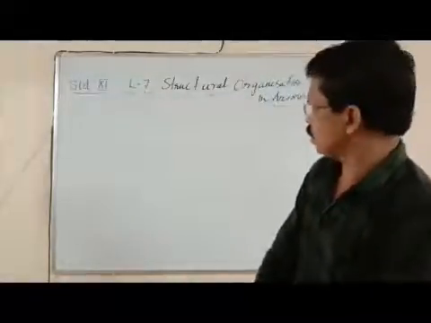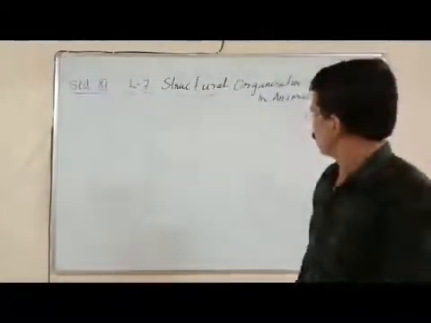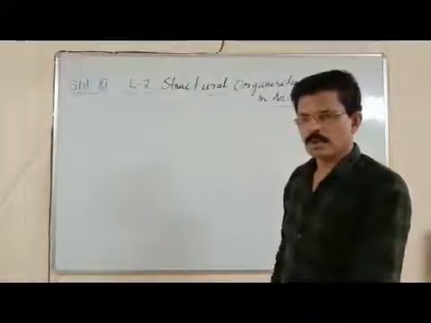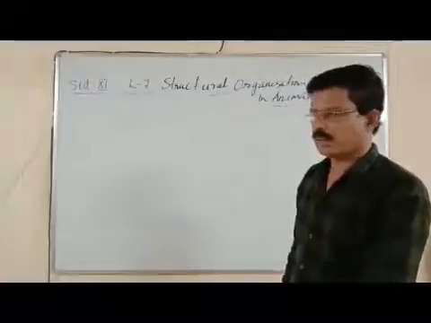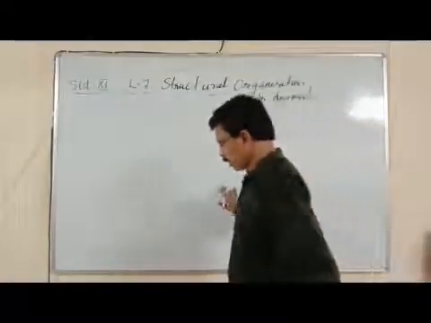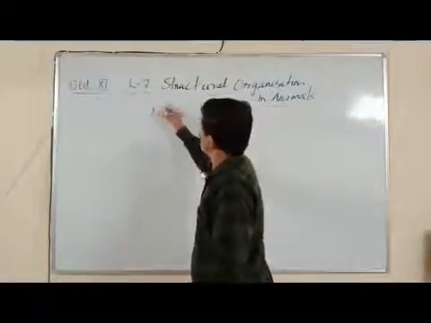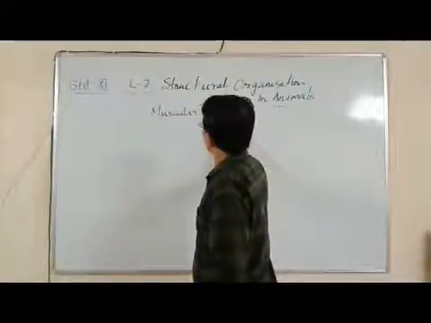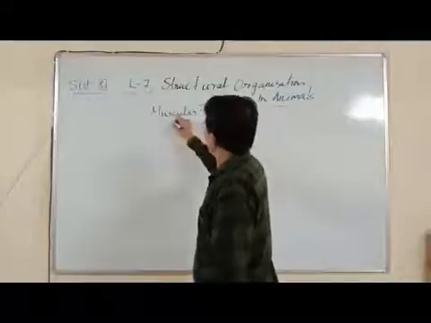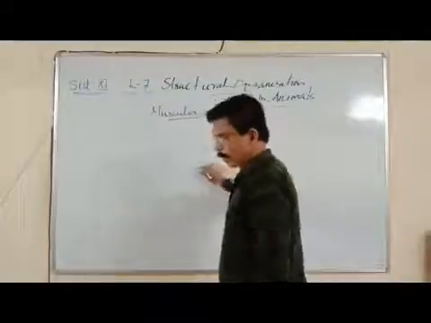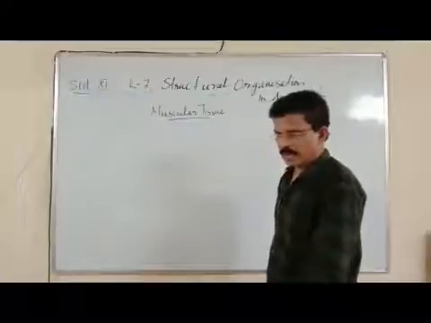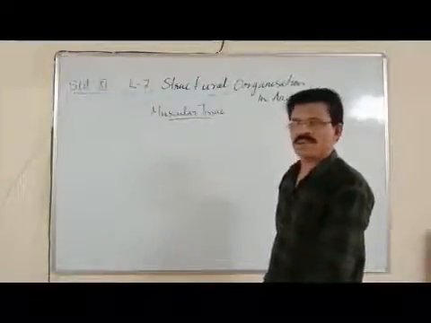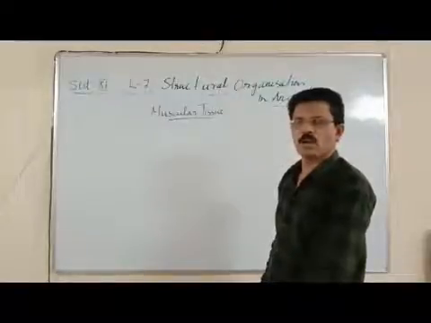We are continuing the chapter Structural Organization in Animals. In this chapter, now we are coming to study the third type of tissues called muscular tissues. Muscular tissues. What are muscular tissues? The tissues which help in the movement of our body by contraction.